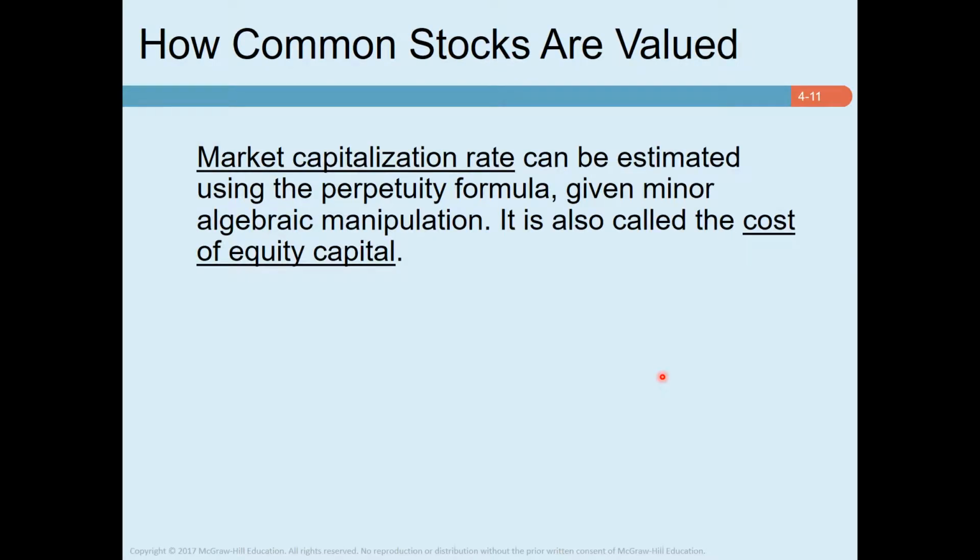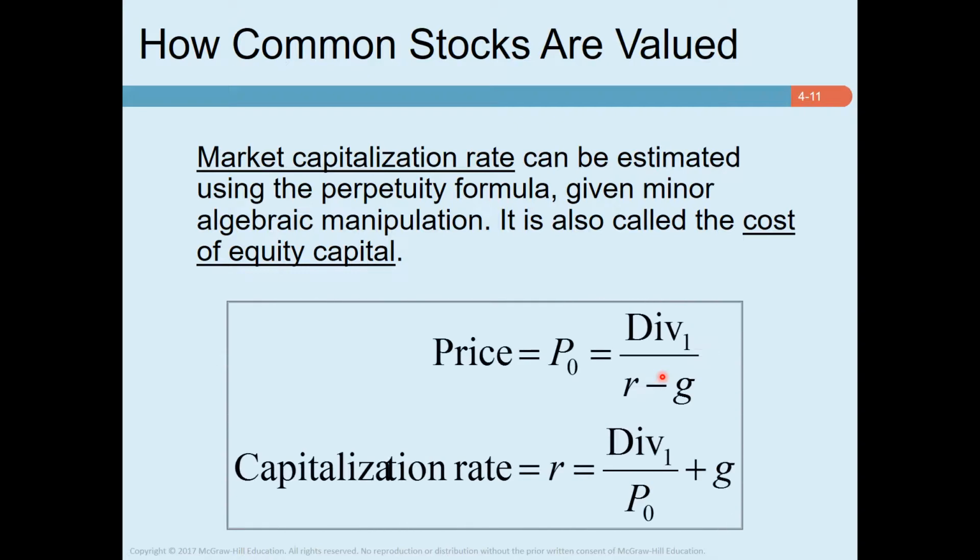Now, this market capitalization rate can also be estimated using the perpetuity formula that we learned in week 2. And this, as I previously mentioned, is the cost of capital. So cost of capital is also known as market capitalization rate. So this is the formula. Price of a stock is dividend divided by R minus G. I hope you are familiar with this formula.